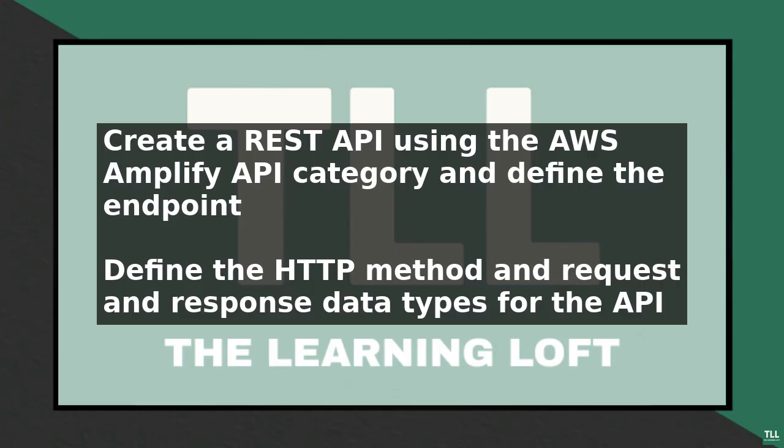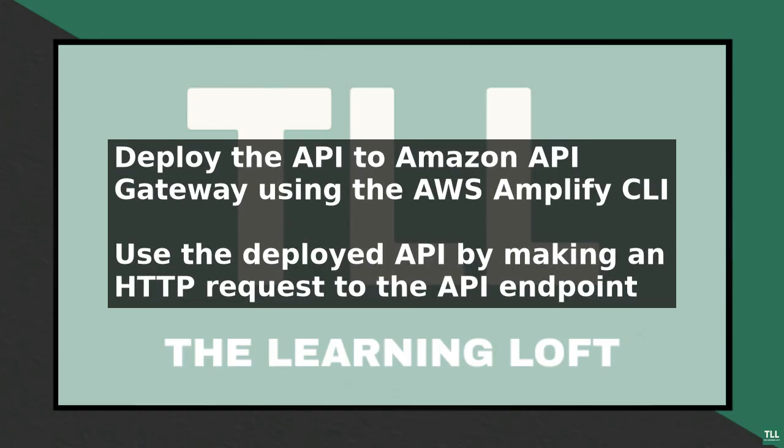Once you have defined the API, you can use the AWS Amplify CLI to create the API and deploy it to AWS. The API will be deployed to Amazon API Gateway, which provides a scalable and secure way to manage API traffic.